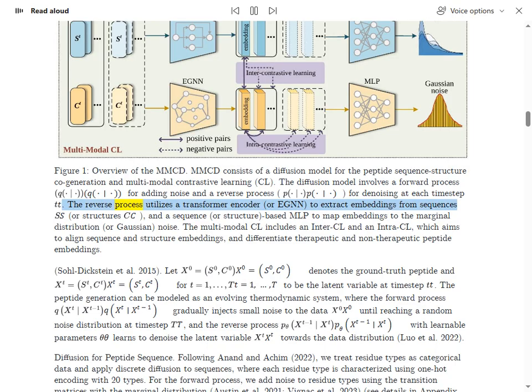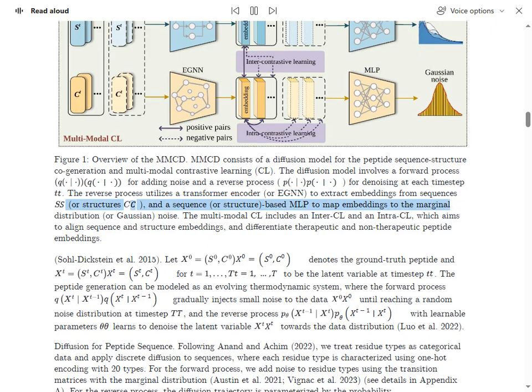The reverse process utilizes a transformer encoder, or EGNN, to extract embeddings from sequences, S, or structures, C, and a sequence-, or structure-based MLP to map embeddings to the marginal distribution, or Gaussian, noise. The multimodal CL includes an inter-CL and an intra-CL, which aims to align sequence and structure embeddings and differentiate therapeutic and non-therapeutic peptide embeddings.